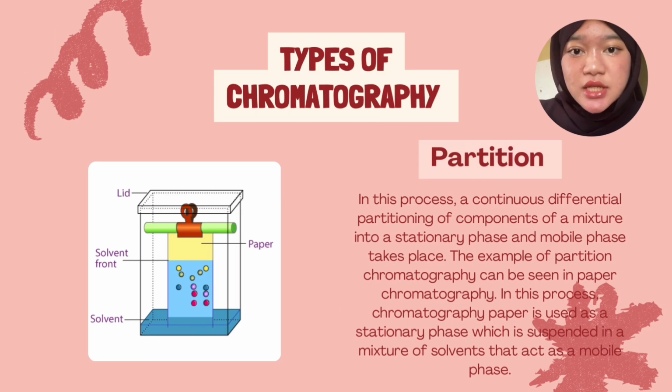The last one is partition chromatography. In this process, a continuous differential partitioning of components of a mixture into a stationary phase and mobile phase takes place. An example of partition chromatography can be seen in paper chromatography. In this process, chromatography paper is used as a stationary phase, which is suspended in a mixture of solvents that act as a mobile phase.